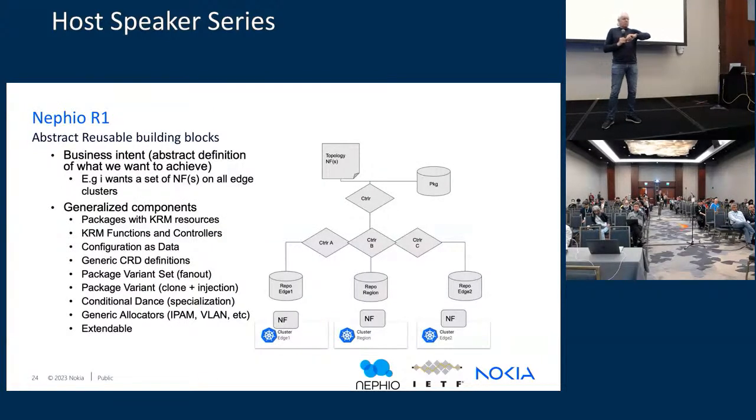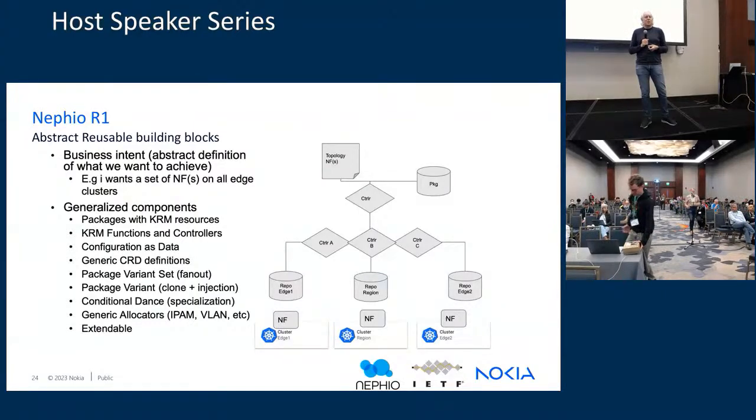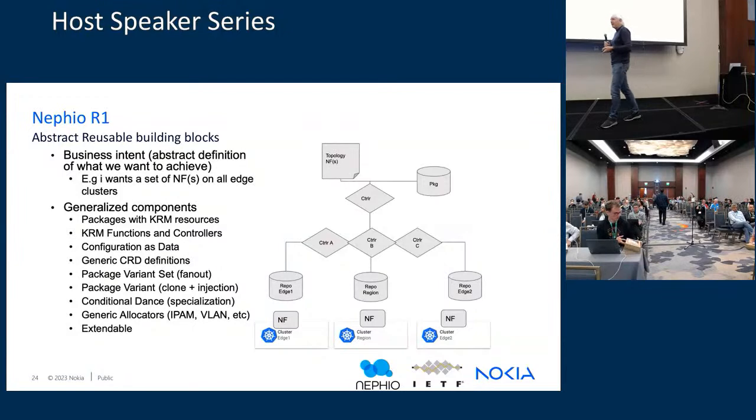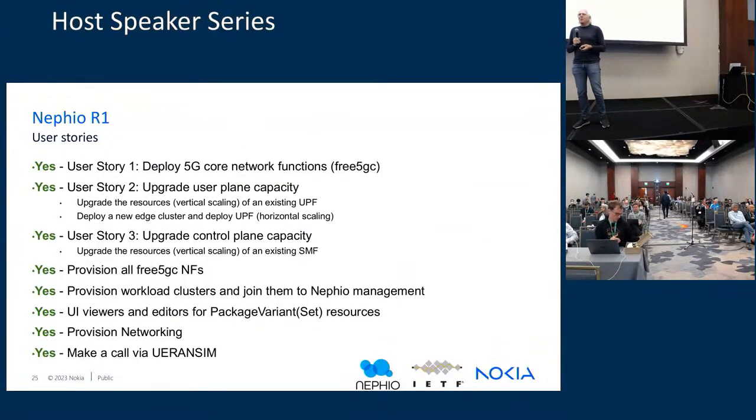So to give you some context, what did we deliver in R1? R1 is a release of Nephio that was just done. All of the primitives that I was showing you here are actually delivered. All of these functions are available in open source. And the use case that we are able to accomplish with that is deploying a free 5GC across that whole fleet of that environment.